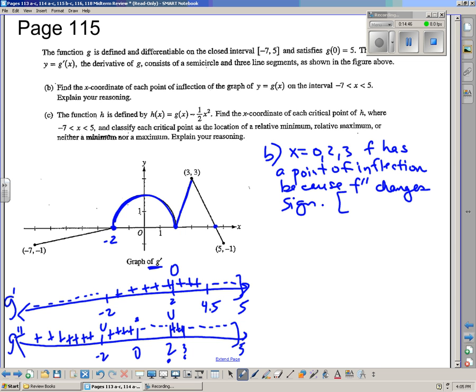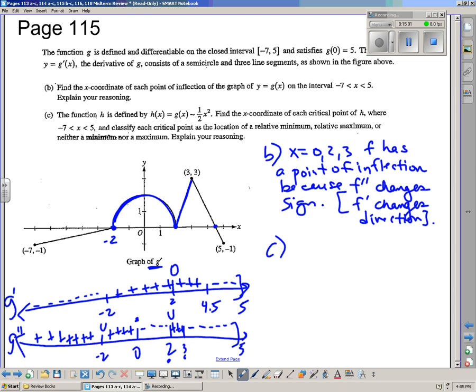Another alternate explanation, when f double prime changes sign, it's really saying f prime changes direction. You don't have to have that. As long as you draw your number lines out, you can just say f double prime changes its sign. Part C is a little trickier.